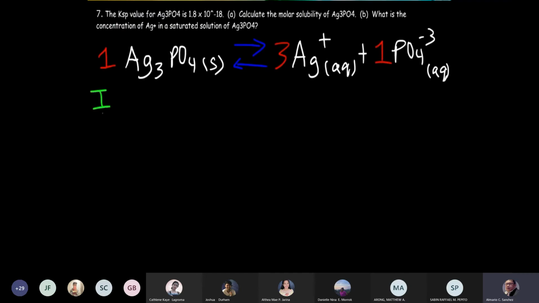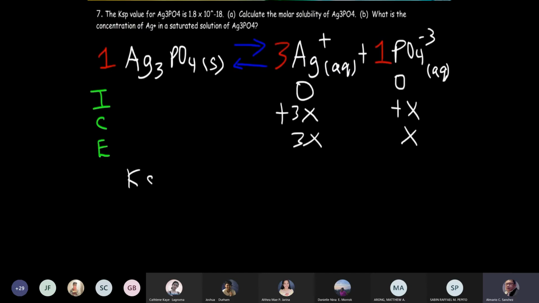Now let's make an ICE table. So this is going to be 0, 0, plus 3x, plus x, and then 3x and x. So the Ksp expression is going to be Ag plus times phosphate. And then we need to raise this to the third power and this to the first power.